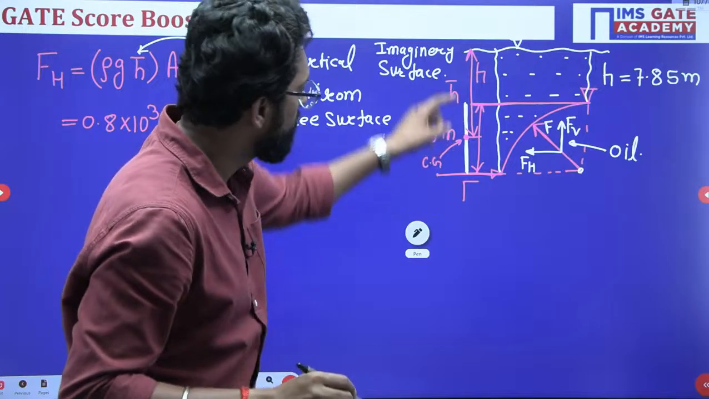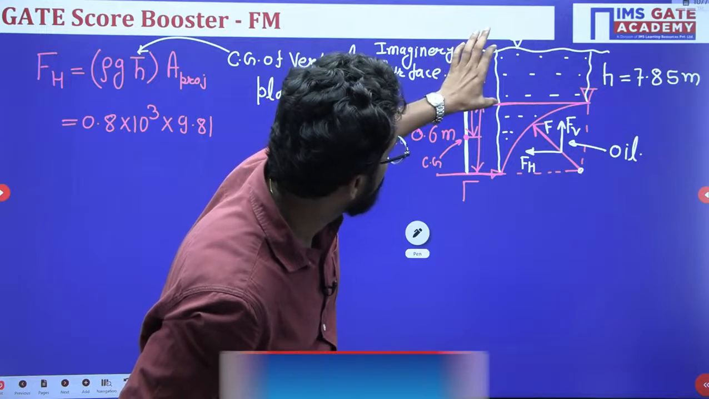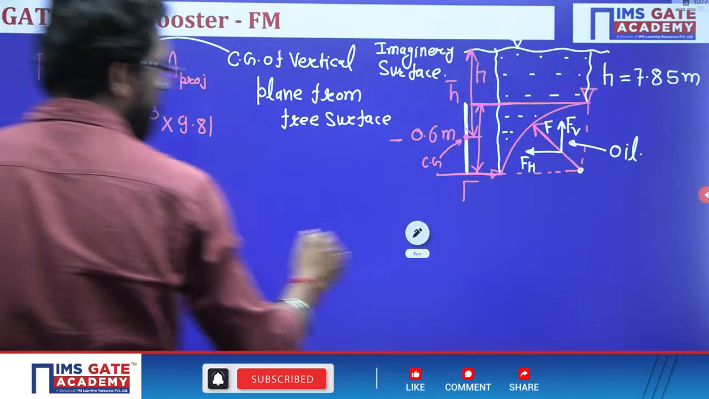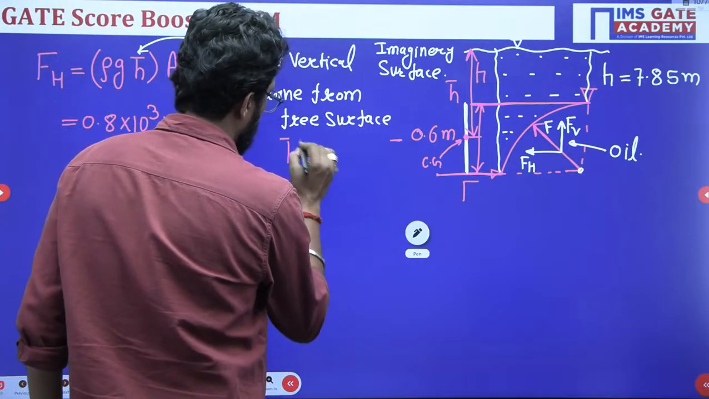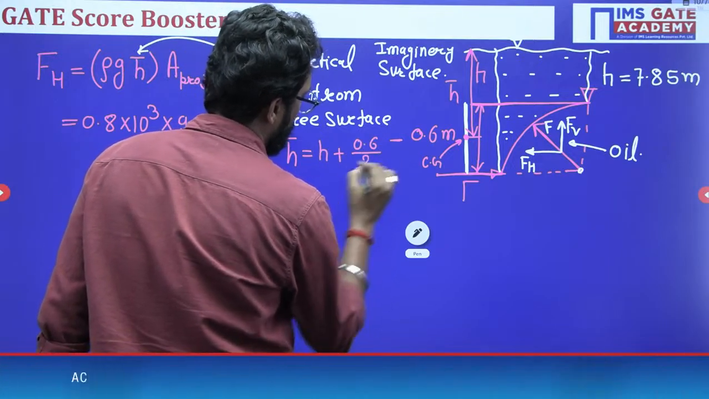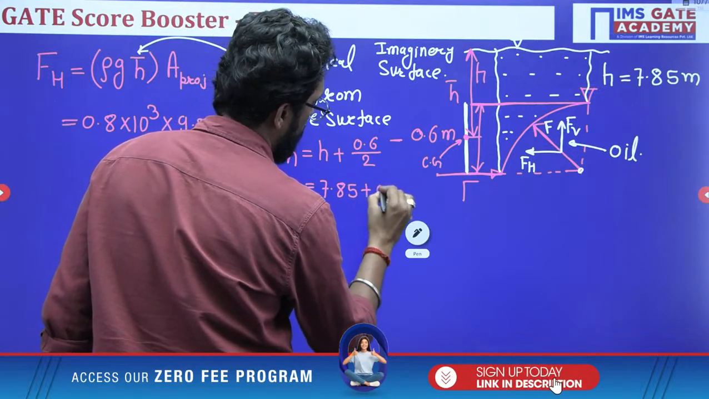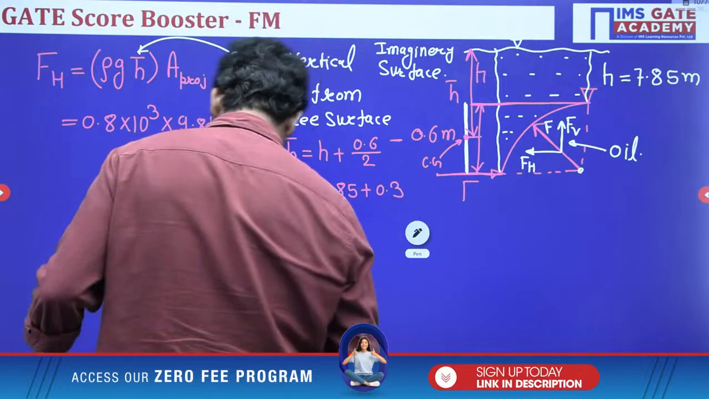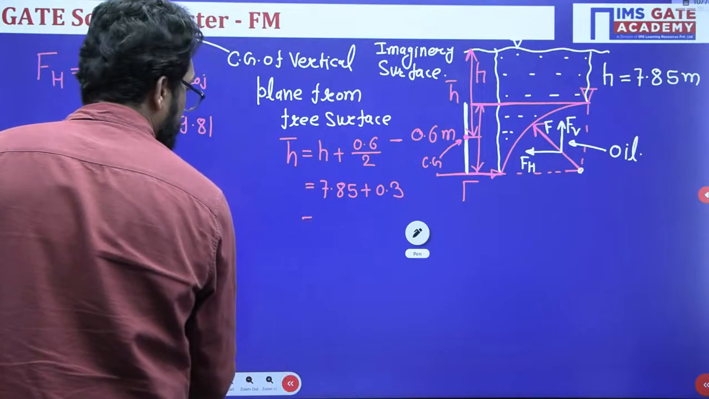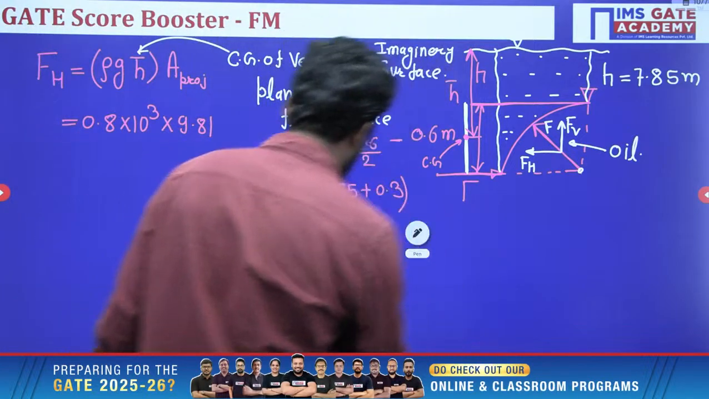So H bar how much? This H plus 0.6 by 2. Understood? So this H bar here is your H plus 0.6 by 2. H is how much? 7.85 plus 0.3. So this is how much, beta? 7.85 plus 0.3. Okay, we'll write this, no problem. This is H bar.